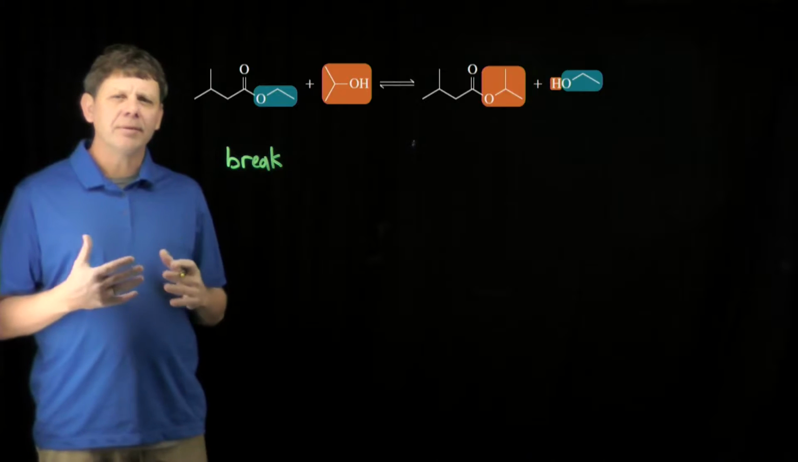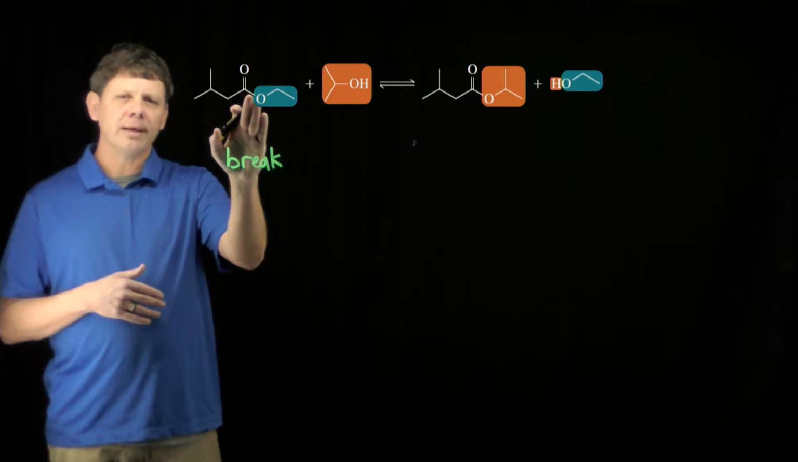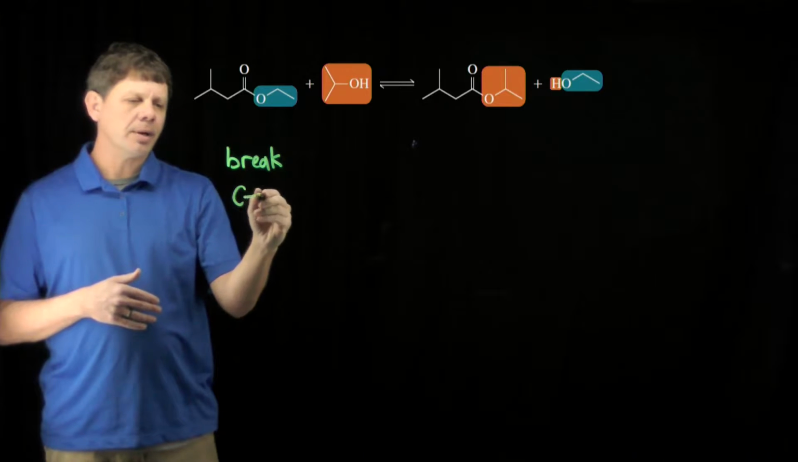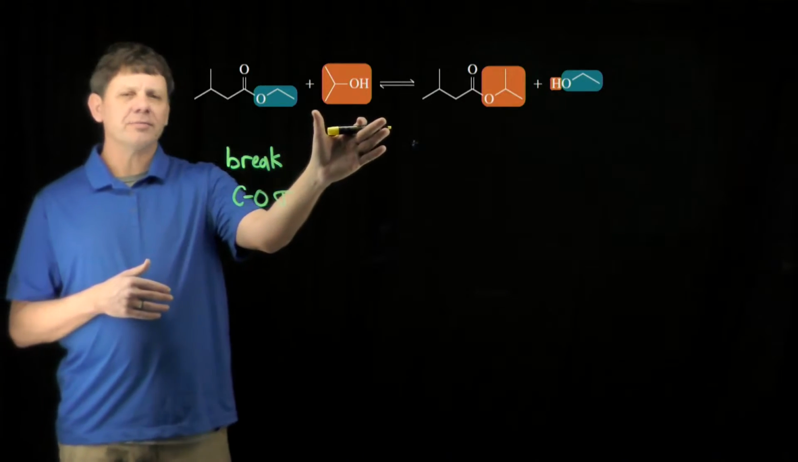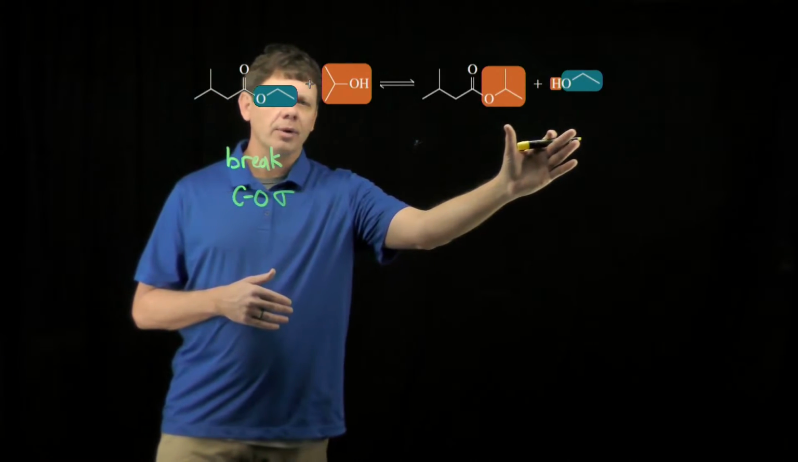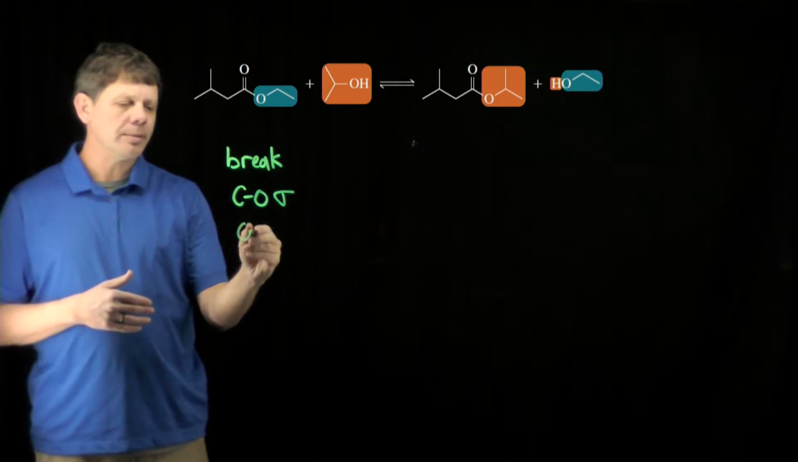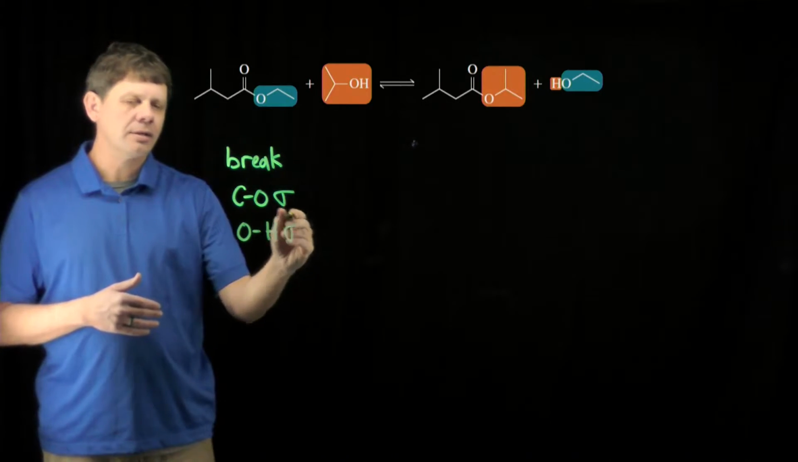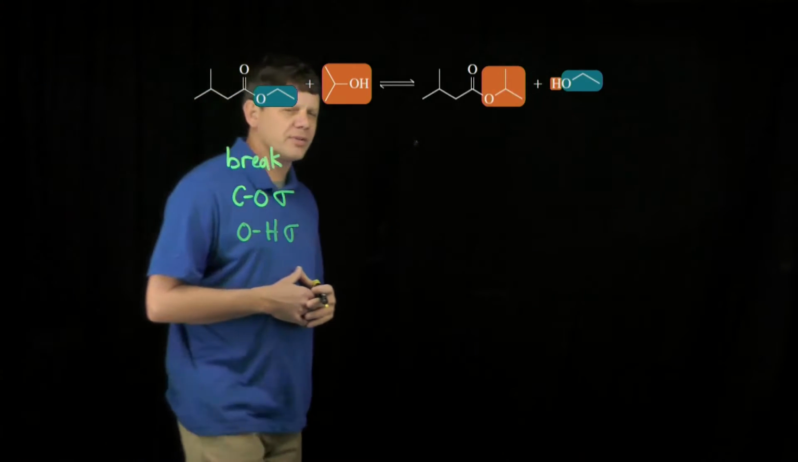So if we look at the bonds that are going to break, we see that there's a CO single bond. So right about here, this CO sigma bond is going to break in the reaction. Notice that this alcohol in orange has a proton, but notice over here on the right side, it no longer has its hydrogen attached. So we will be breaking an OH sigma bond. So we break CO sigma and OH sigma.